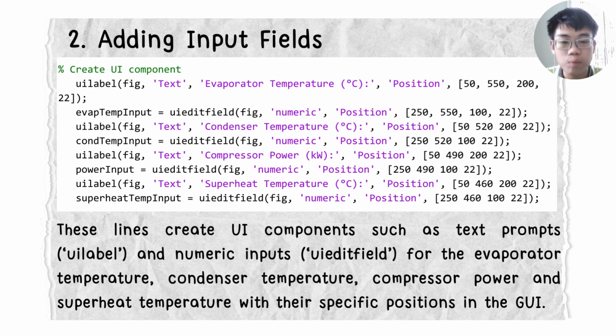Next, we add the input fields by using the code shown here. This line creates the UI components, such as text prompts by using the code UI label, and numeric inputs by using UI edit field, for the evaporator temperature, condenser temperature, compressor power, and also superheat temperature, with their specific positions in the GUI.